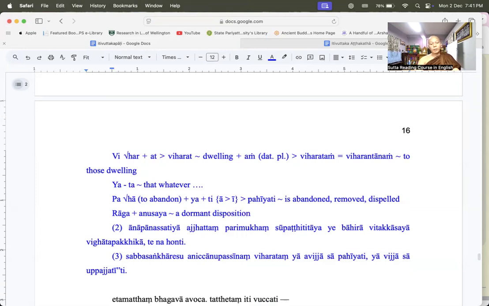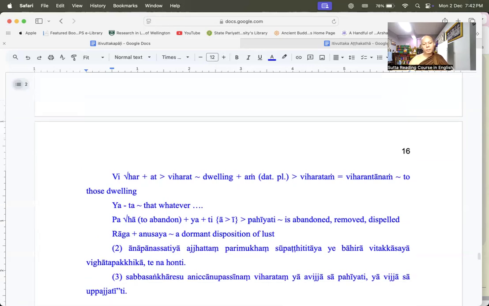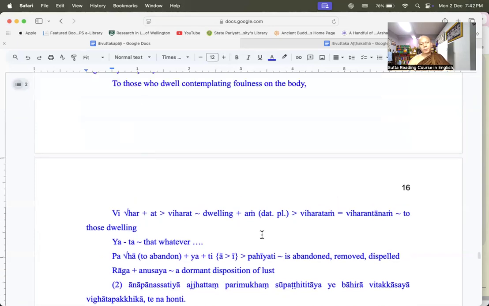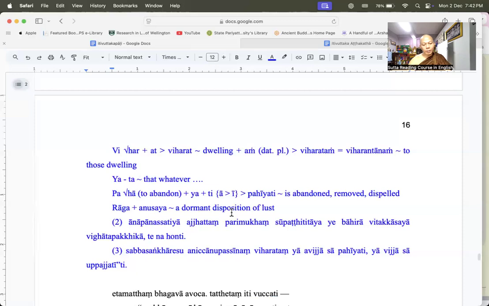A dormant disposition of the defilements. So that is the name of those defilements like lobha, dosa, moha, based on their function. Many names, sometimes asava, sometimes ganta, sometimes yoga. Here, anusaya is a latent tendency, or dormant disposition, of lust or attachment. So raga means attachment.